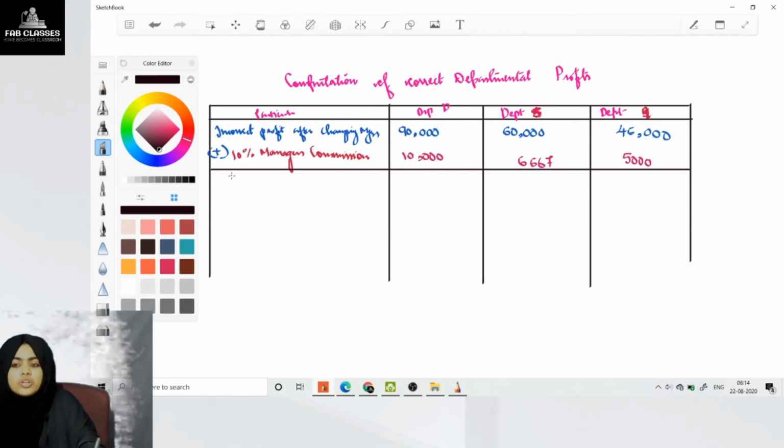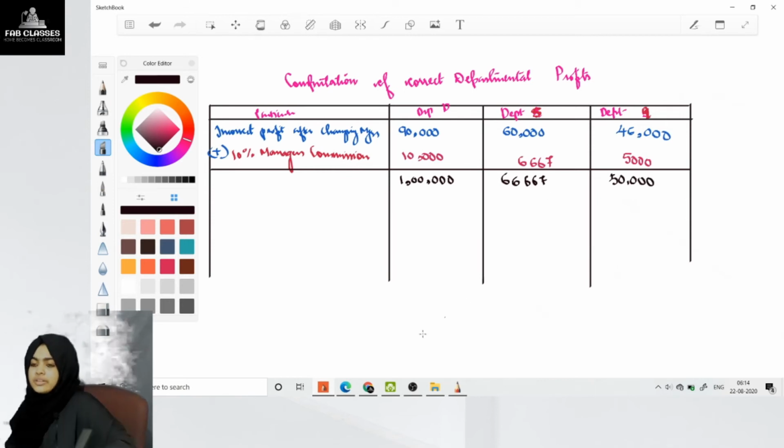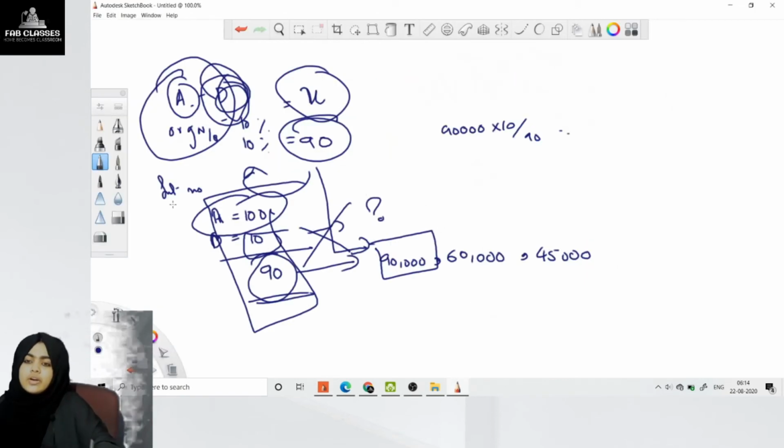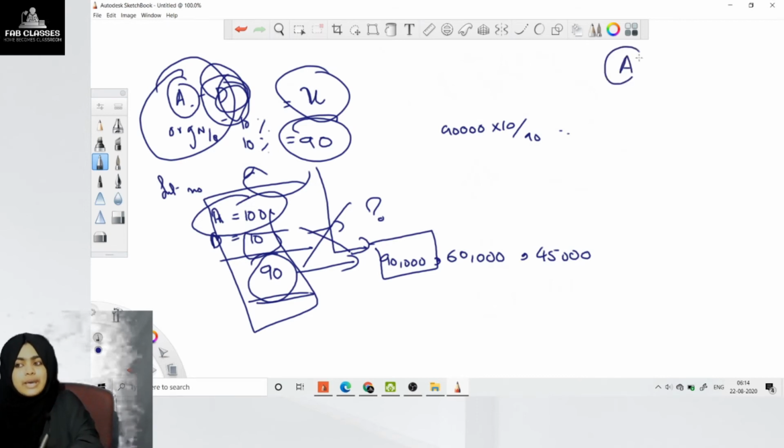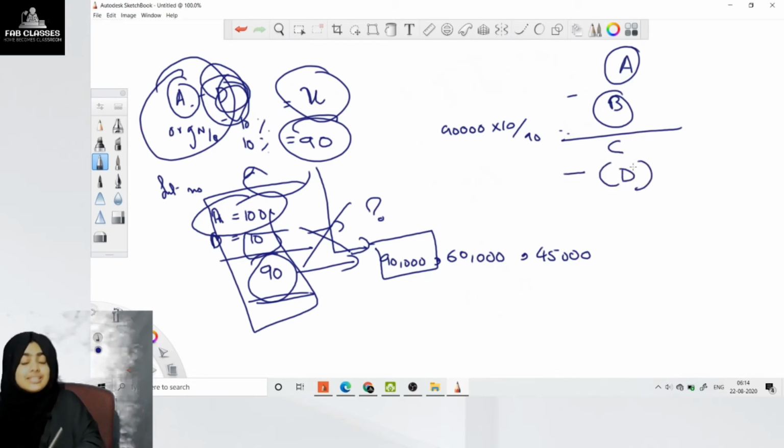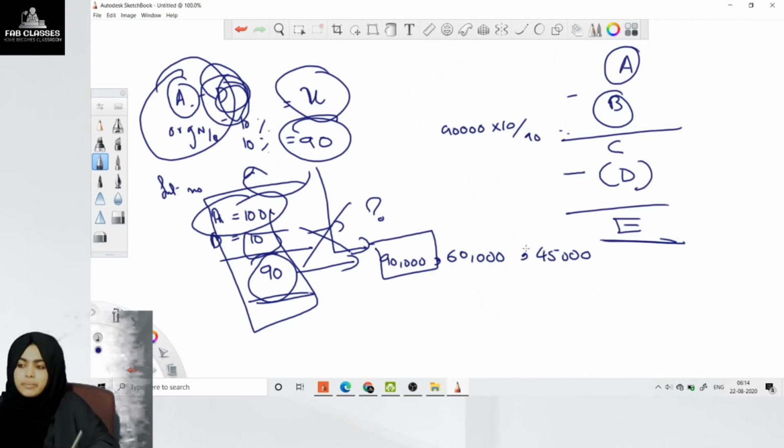So we got the original profit. We have got the original profit: 1,66,667 and 50,000. So we are there on the A portion. Once we get the A portion, we said we should subtract the unrealized profits first and then we will obtain an amount, and from that we should subtract the 10% manager's commission and we will be there on the right or the correct departmental profits.